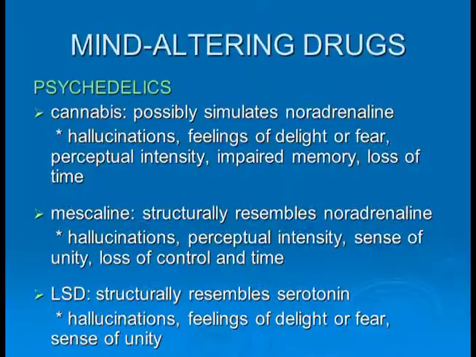Blackmore talks about the importance of ritual in taking something like mescaline, the next mind-altering drug. So this structurally resembles noradrenaline, and the phenospace effects are hallucinations, perceptual intensity, sense of unity, loss of control and time. For mescaline in particular, that loss of control and time and perceptual intensity can be very frightening, or they can be wonderful. So you might have a sense of unity as a result of taking mescaline, but you might lose a sense of unity if you lose your sense of control.